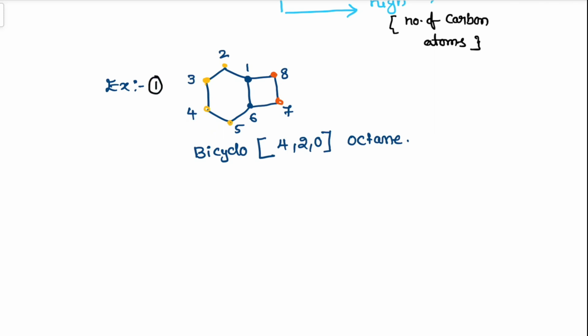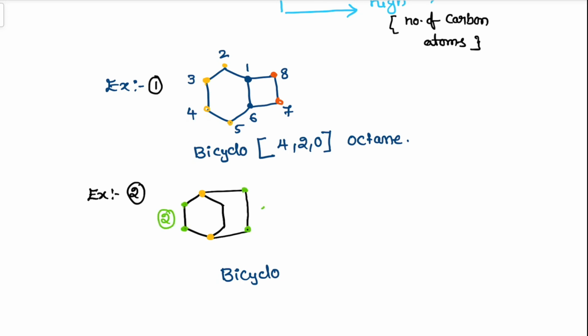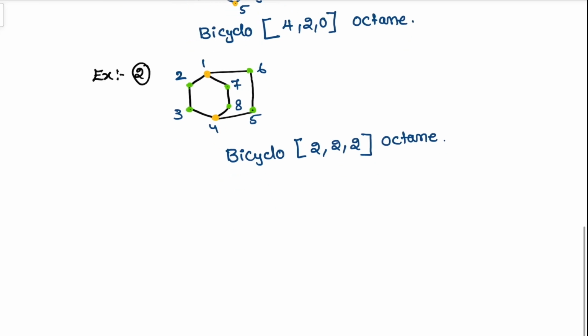I can give you one more example so you can get it better. Take example number 2. Here it looks a little bit different, but the concept is the same; it only appears different. Here also there are two bridgehead carbons. This side 2 carbons, this side 2 carbons, and in between the 2 carbons, so 2, 2, 2. Here you have to count the total number of carbon atoms. In total, the 2 rings have 8 carbon atoms. Here also it is bicyclo 2,2,2 octane. Have you got it? So this is example number 2.